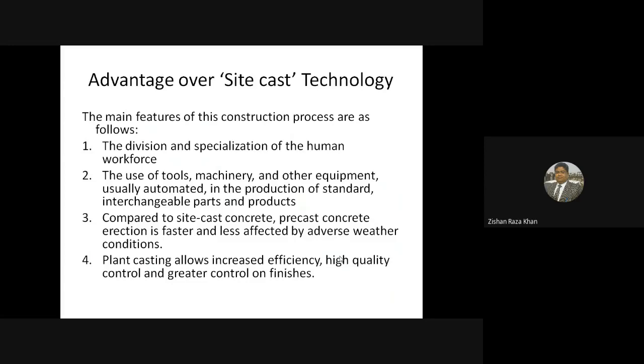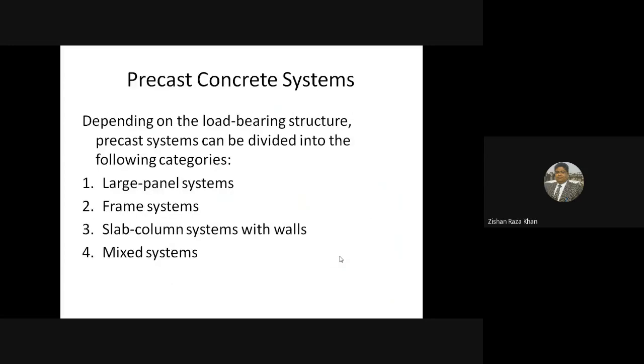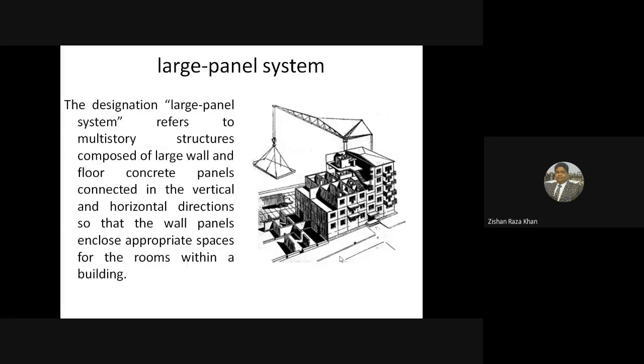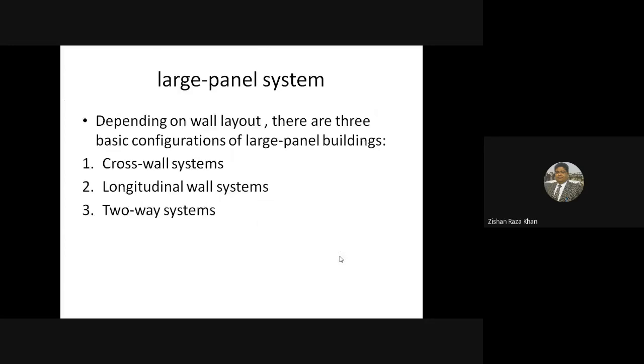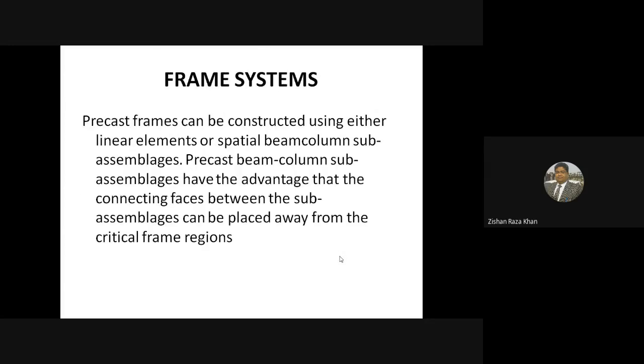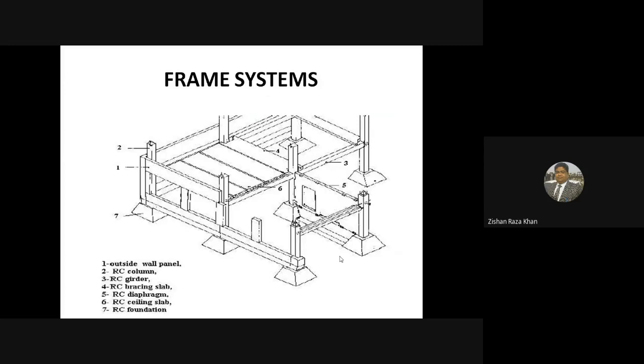Plant casting allows increased efficiency, high quality control, and greater control of finishes. Obviously, we are familiar with that term because of the control of quality issue at a confined space. Okay. So precast concrete systems have very large applications, and many examples are there. One type of system is the large panel system, where we are transporting large panels in the form of walls, roof, etc. Frame system: precasted different members of the frame can be transported to the site and assembled on the site.